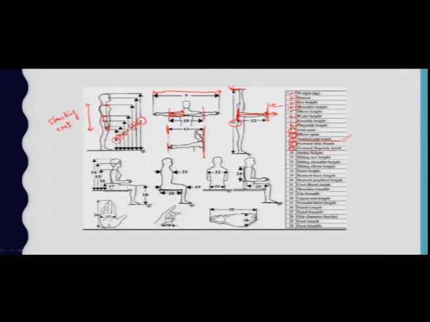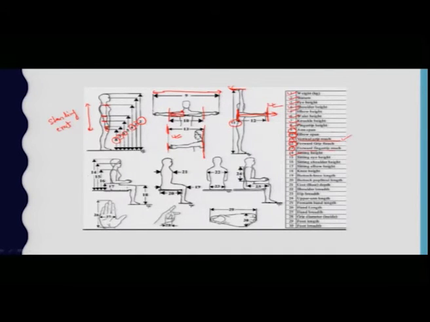About the forward fingertip reach, you can see this particular figure in which the person is stretching along with his fingers. So stretching of the hands along with the fingers, from the tip of the fingers to the point where your hand has been initiated. So this particular distance is known as forward fingertip reach. 14 is the sitting height.